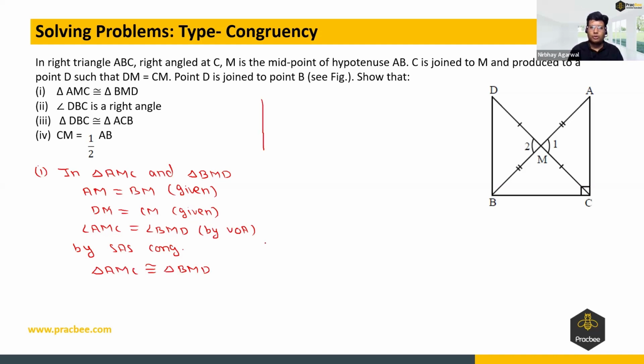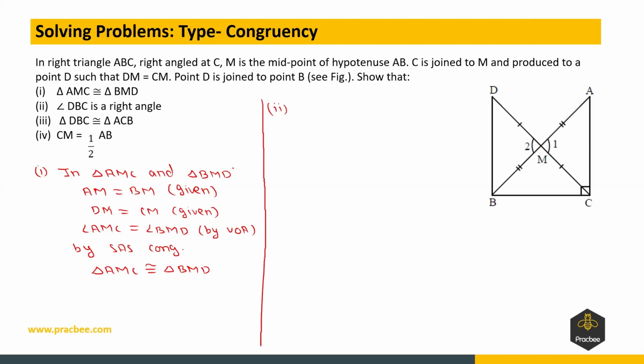Now, how to solve the second part? We have to prove angle DBC is a right angle. So, does anyone have an idea? Angle DBC and ACB is 180. Yes, co-interior angles. Very good, very good, right?